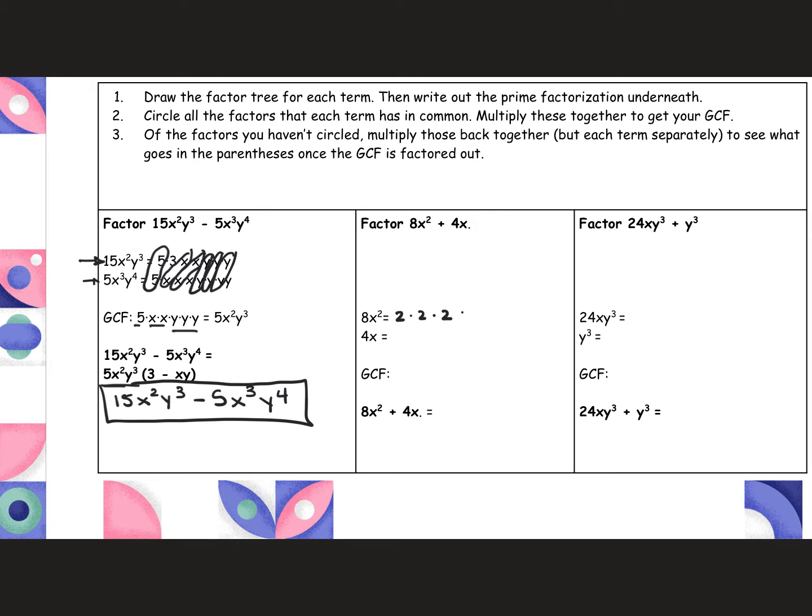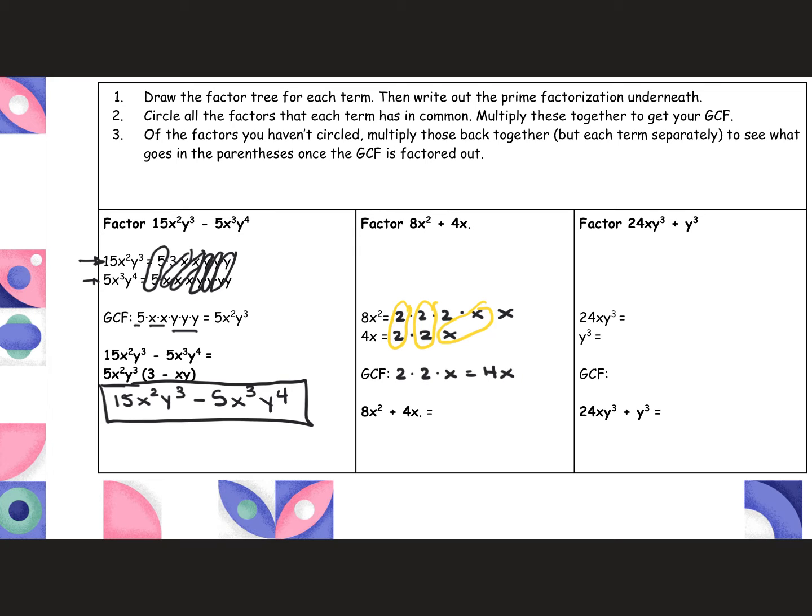X squared, the factors are x and x. For 4, we have 2 times 2. And of course, we just have our x. All right, so to see what they have in common, I'm going to change the color to make that a little bit easier. We see we have a 2 in common. We have another 2 in common. And we have an x in common. All right, so the GCF is 2 times x, which gives us 4x.